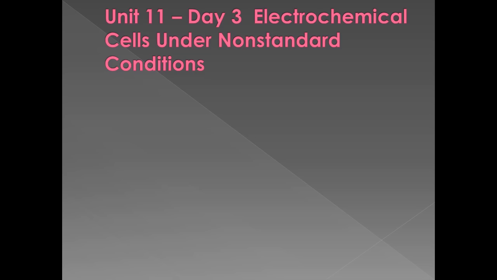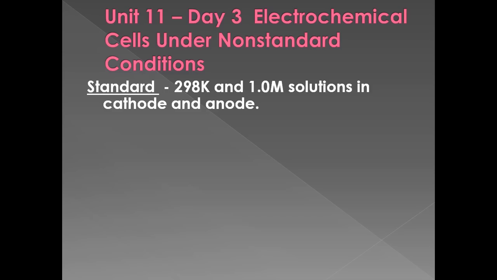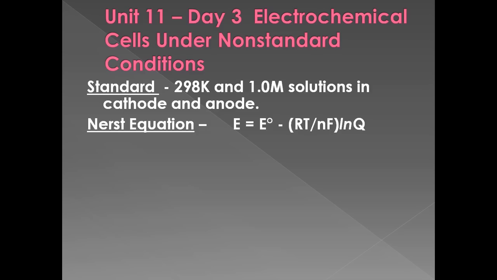Okay, this is the beginning of day 3 for Unit 11, electrochemical cells under non-standard conditions. Standard conditions is 298 Kelvin or 25 degrees Celsius, and we assume that the solutions are 1 molar for both your cathode and the anode. But conditions are not always standard, as we know. Sometimes the temperature is different, sometimes the concentrations are different, and they're even different as the reaction progresses.